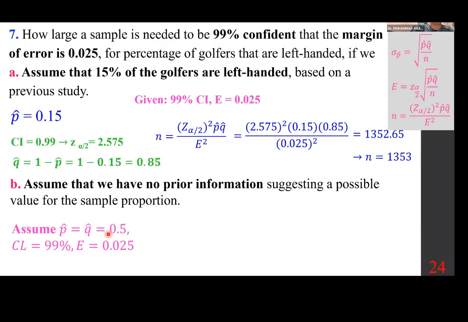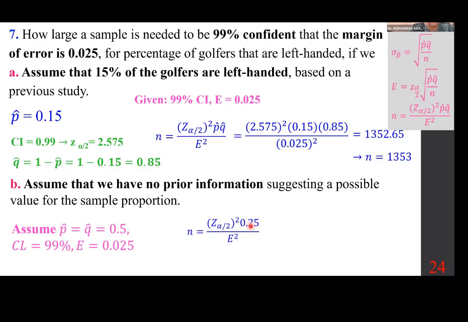So we assume P hat equals Q hat equals 0.5. We have the same confidence level of 99% with E of 0.025. That means E is the same, Z is the same. So this number is the same, this number is the same. But what about this one? This changes to 0.5, this changes to 0.5, and therefore their product is 0.25.